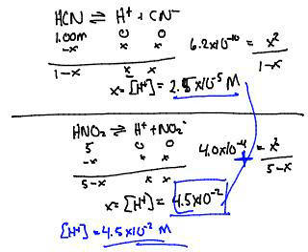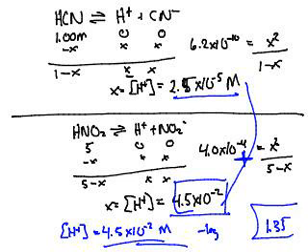All right, did it ask for the pH? I believe it does. So calculate pH, of course, is just the negative log of this. We get 1.35. And that's an acidic pH, so that makes sense.